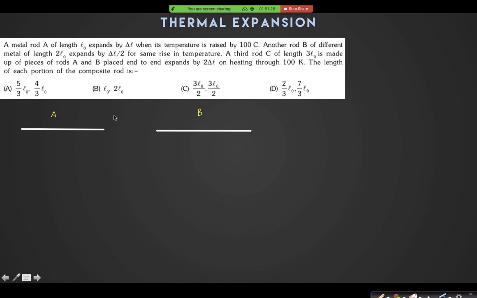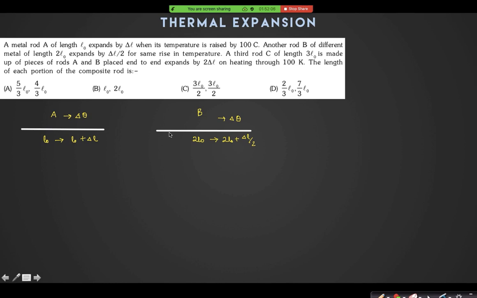This is rod A and this is rod B. Its initial length is L naught and its initial length is 2L naught. By changing temperature by delta theta, its length has changed by delta L, L naught plus delta L, and this has changed delta L by 2 by rising the same temperature delta theta, right?